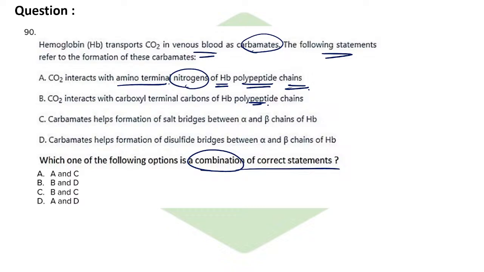So try the question, everyone. It is related to the transportation of carbon dioxide by hemoglobin in the venous blood as carbamates. We need to find out which combination of statements is the correct one. Try the question, everyone. Simple and easy. Try it out. Good evening, Surya. Good evening to other students as well. Mark the answer for this question, everyone. Try it out. It's very simple.